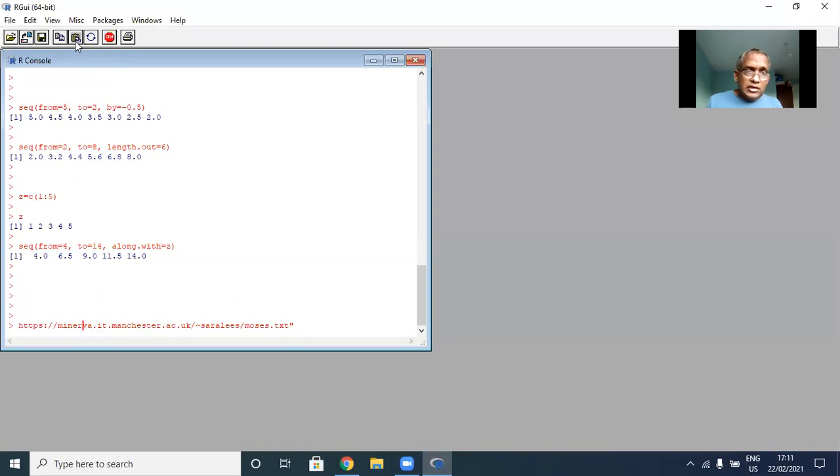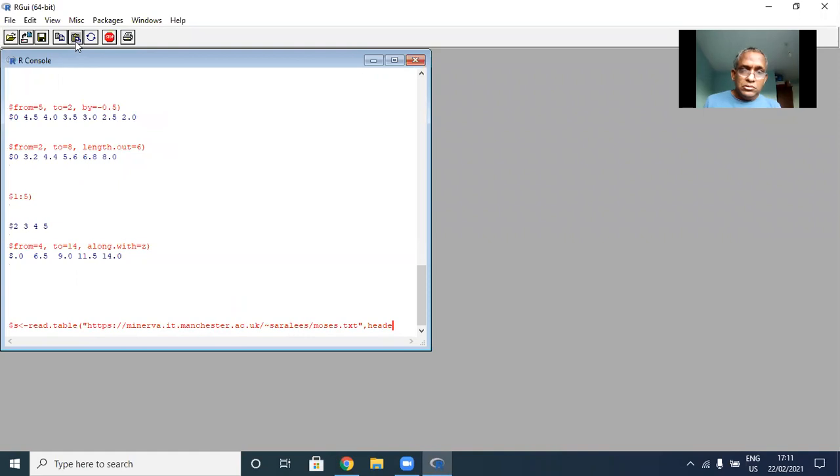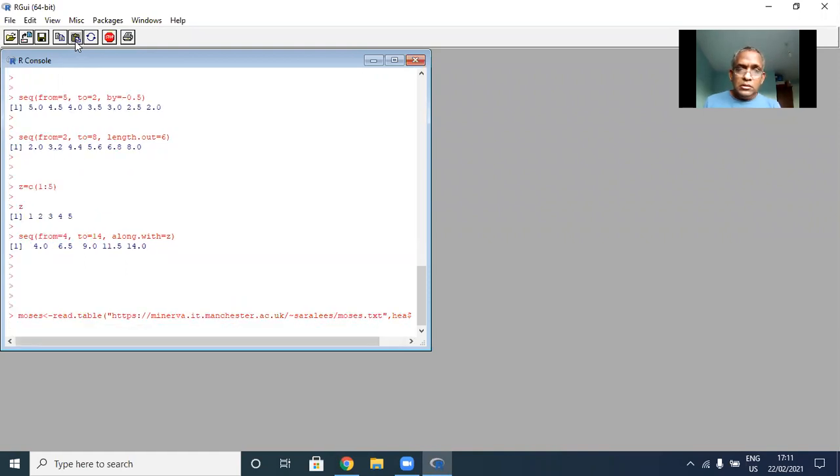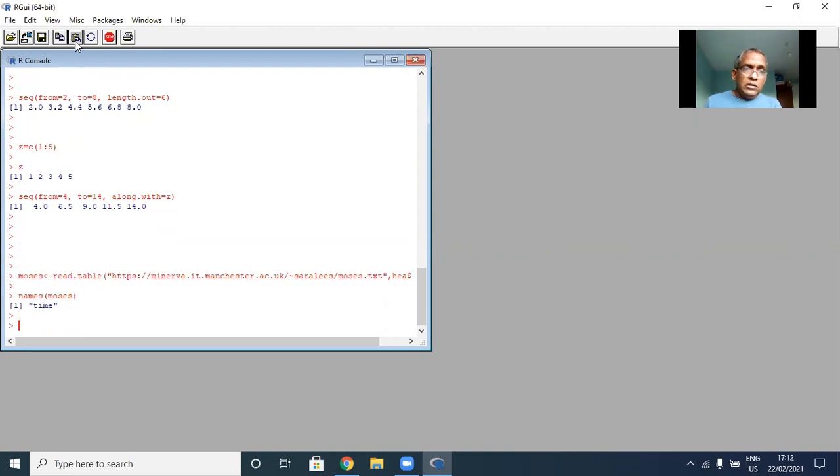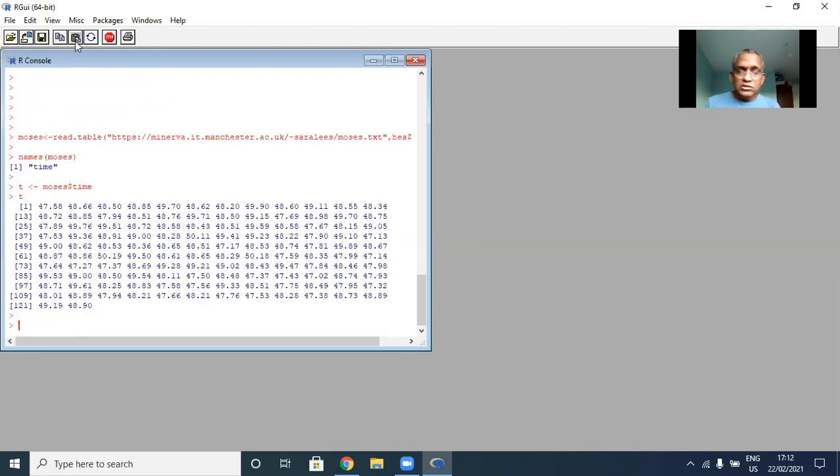All right, so I'm going to read this data into an object called Moses, right? So I'm going to use the read.table command to read the data with header equal to true, okay? Right, so if you type names of Moses, it gives you the name of the columns that you just read. So let me call Moses$time... let me call this T, right? T for time. So this is the data that we just read.